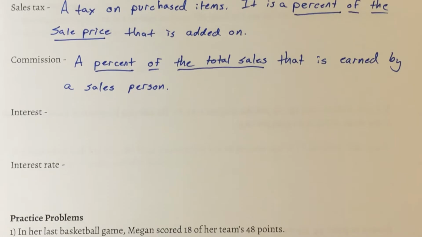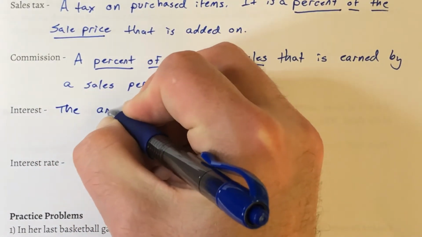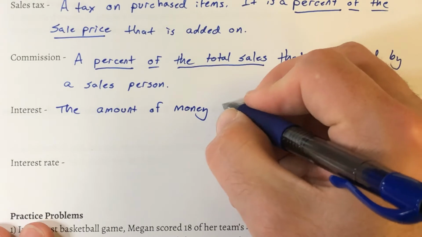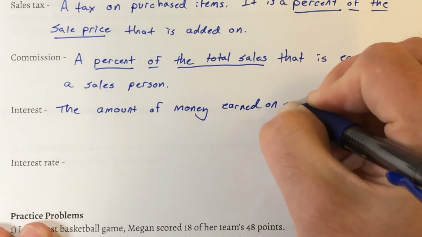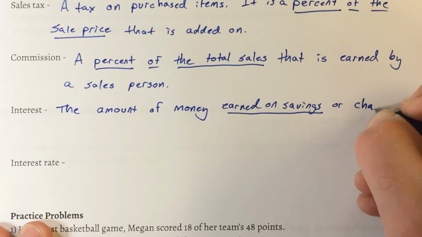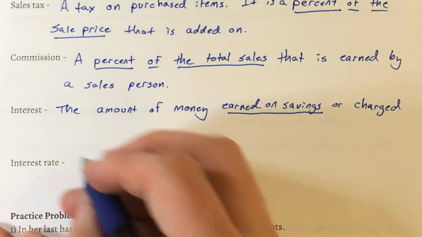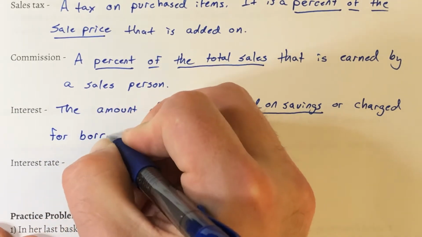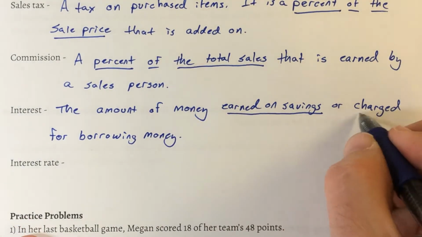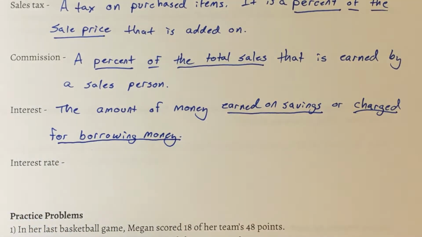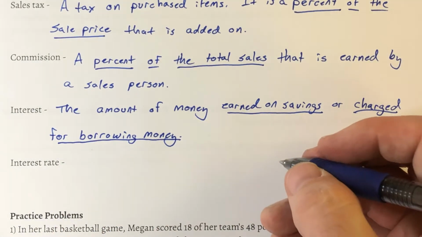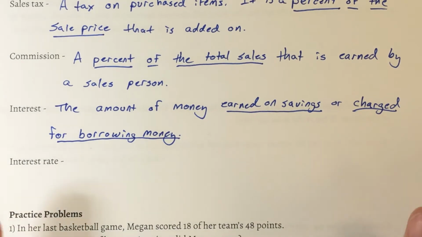Our next term is interest. Interest is the amount of money earned on savings or charged for borrowing money. So the amount of money earned on savings or charged for borrowing money. How is this typically calculated? There are different interest rate formulas.